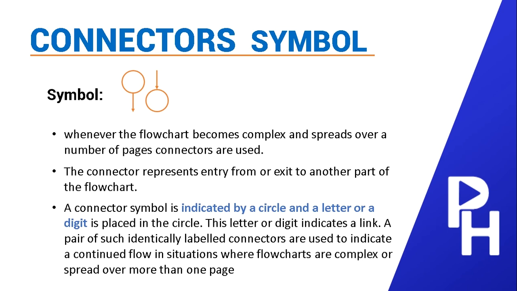A connector symbol is indicated by a circle, and a letter or a digit is placed in the circle. This letter or digit indicates a link. A pair of such identically labeled connectors is used to indicate a continued flow in situations where flowcharts are complex or spread over more than one page.